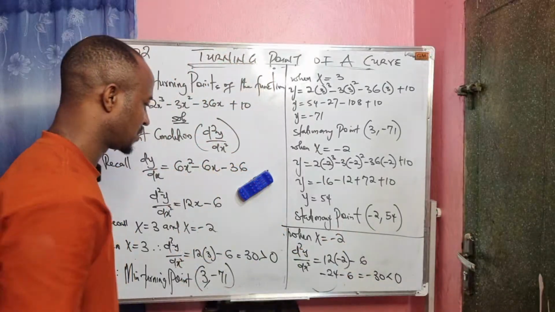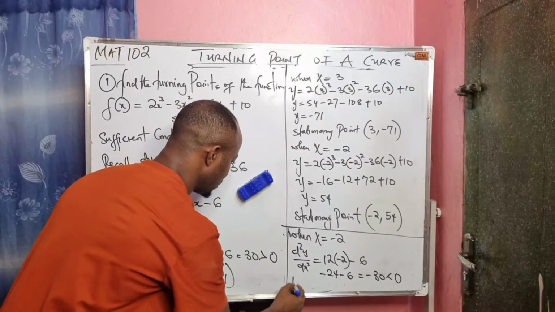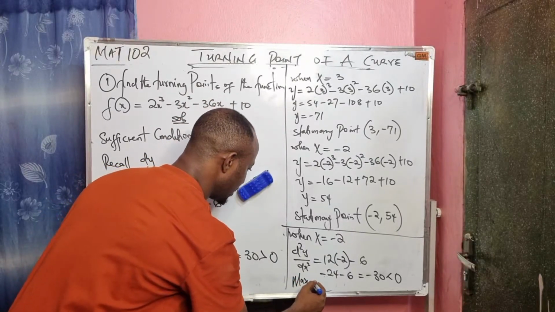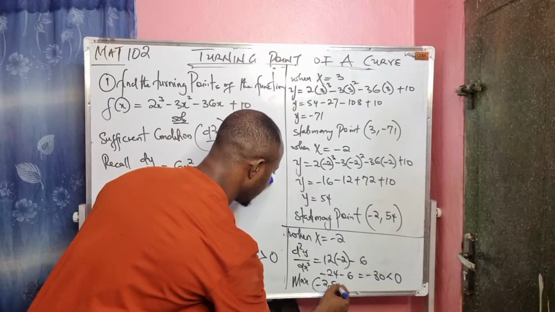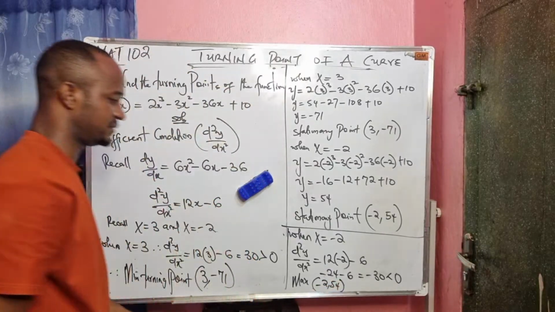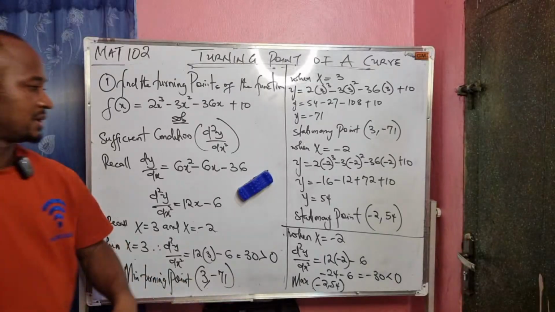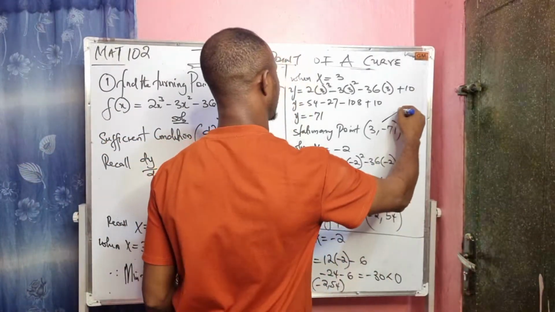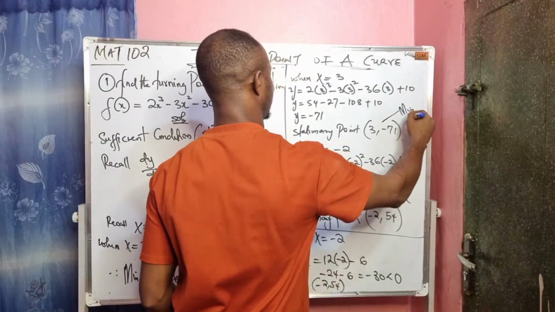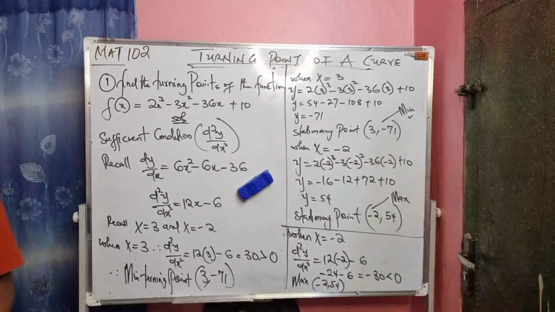Maximum turning point. So that means that the maximum occurred at -2, 54. Please take note of this. Maximum occurs at this point. So at this point we have the maximum. Here we have what? The minimum. Please take note.